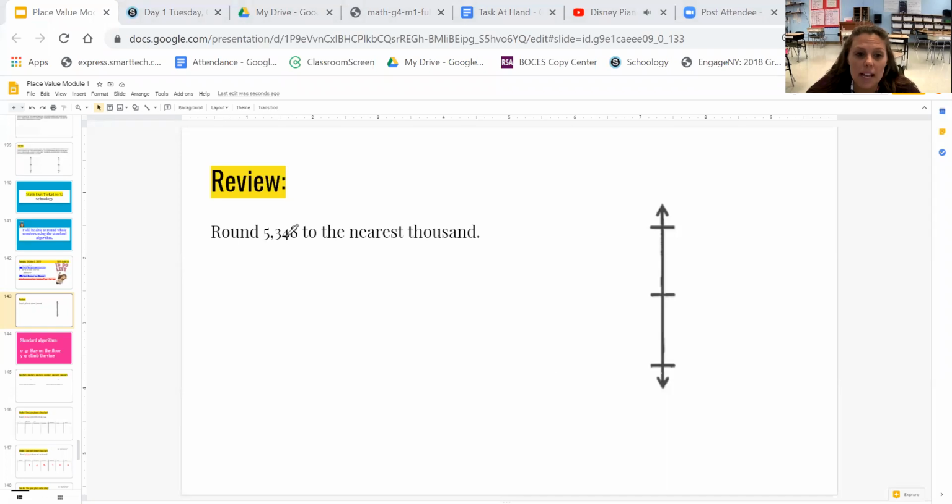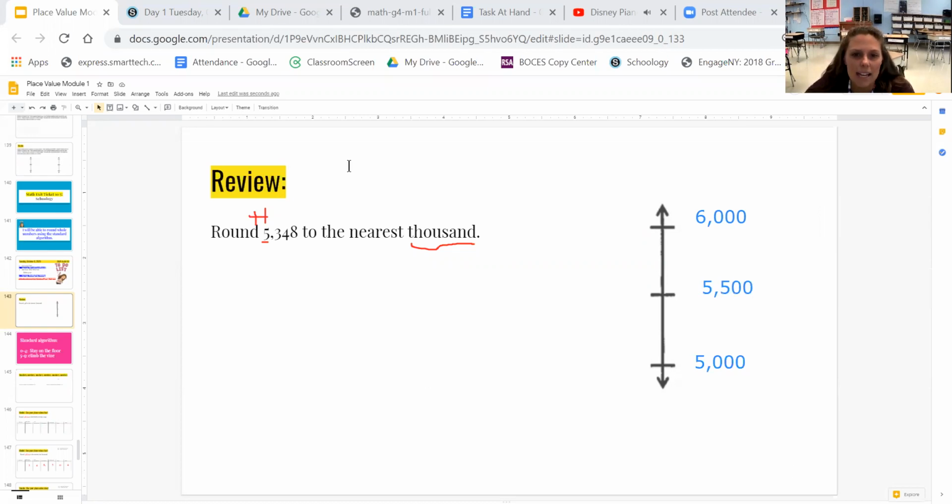All right, so remember yesterday we underlined the place we're rounding to. So in this case, we're rounding to the thousands. So the bottom number on our number line is going to be 5,000. Then our top number of our number line, we add 1. So 5,000 plus 1,000 is 6,000. And then of course we know our midpoint is halfway in between. So what's halfway from that 1,000? So half of 1,000 is 500. So 5,000 plus 500 is 5,500.